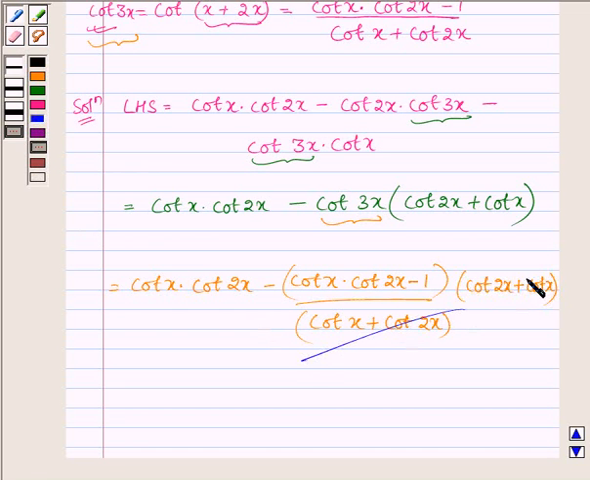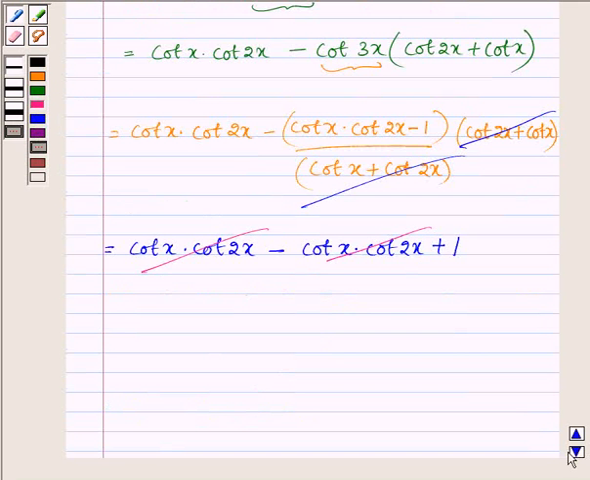Now this is common, so we will cancel it and we have cot x into cot 2x minus, now on opening the bracket we have cot x into cot 2x plus 1. Again, these two are of opposite signs, so on cancelling we are left with 1, which is the right hand side of the equation. Hence we have left hand side is equal to right hand side, and thus proved.